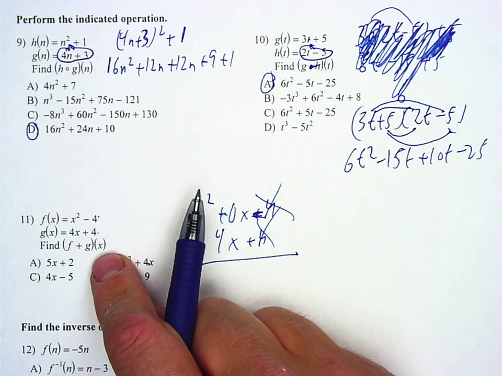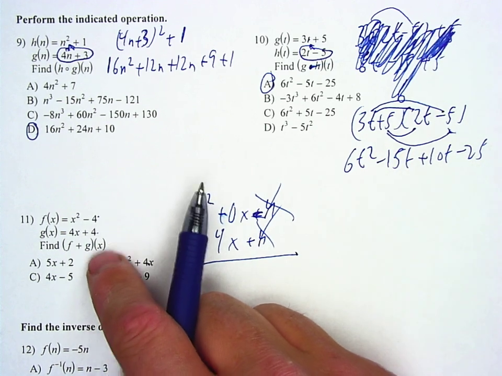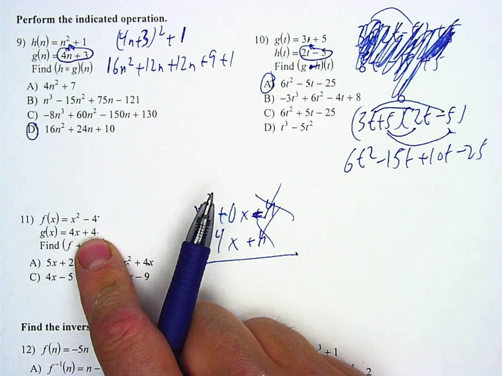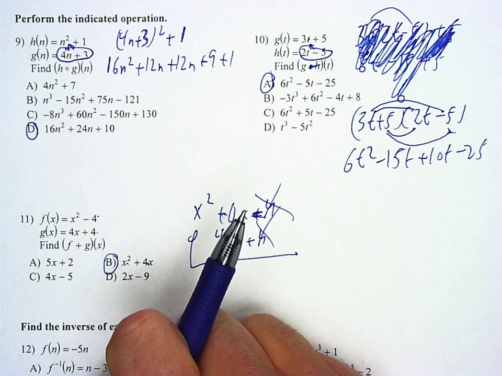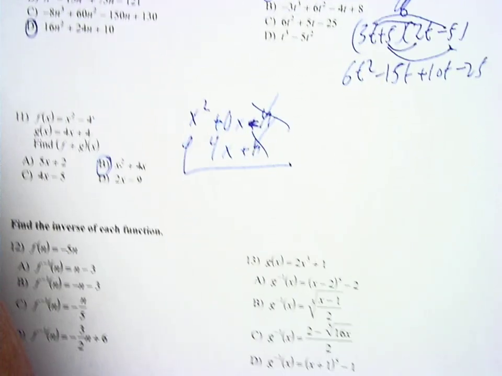All right. And if it was a minus, I would just change the signs on the second equation. I'd make it negative 4x and negative 4. So if it was a minus, it would be x squared minus 4x minus 8. All right, find the inverse function.